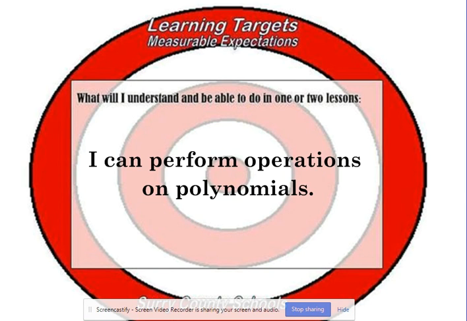Arithmetical operations, but we can do some mathematical operations with polynomials. So for the sake of time, I went ahead and printed out the examples there so you don't have to be copying them down. You don't have to worry about missing something. So grab one of the papers from the middle of the table.